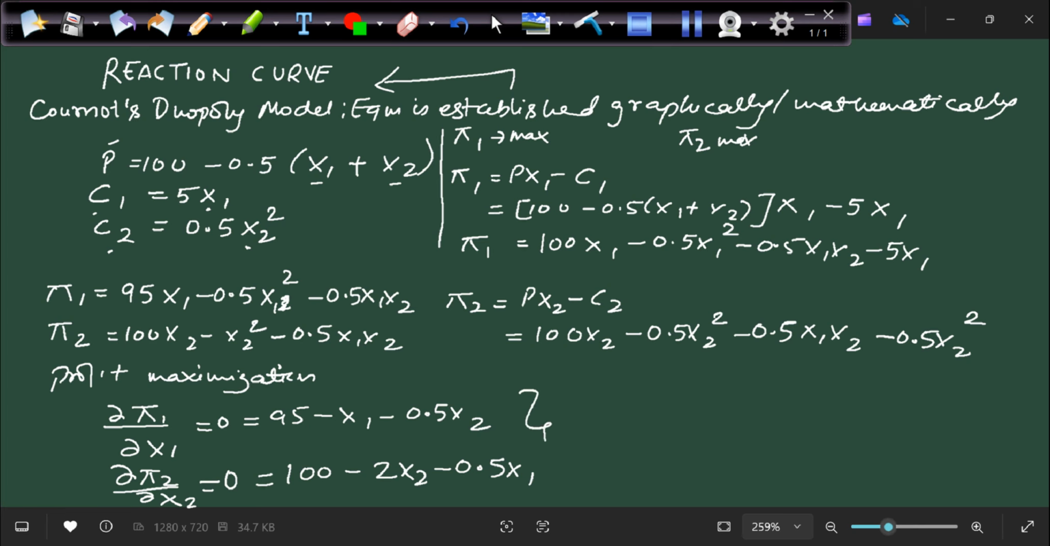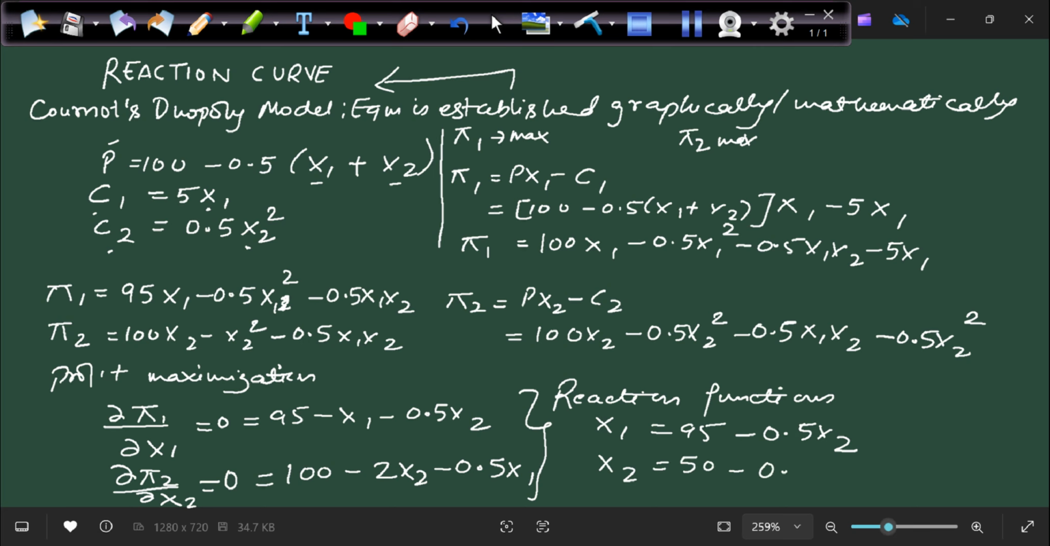So, these are nothing but the reaction functions of the duopolist. That is, x1 is equal to 95 minus 0.5 x2 and x2 is equal to 50 minus 0.25 x1. Can you see why they are called reaction functions? Because the output of x1 depends on the output of x2, and the output of x2 depends on the output of x1. So these are reaction functions.